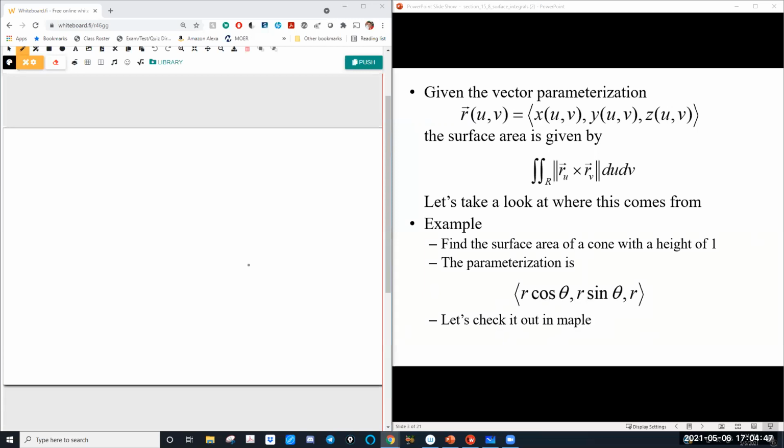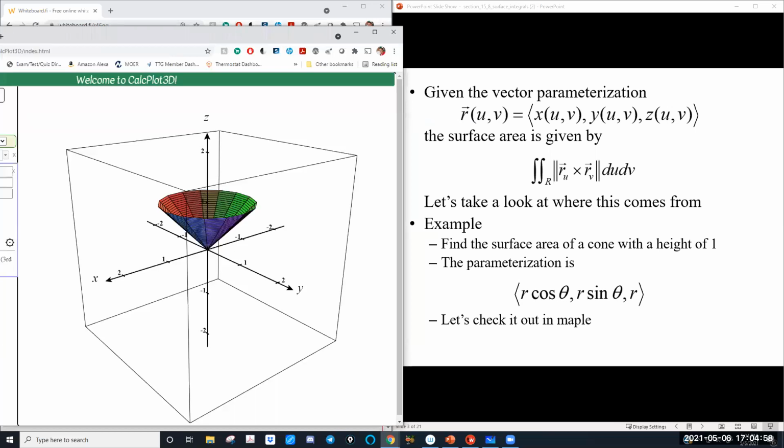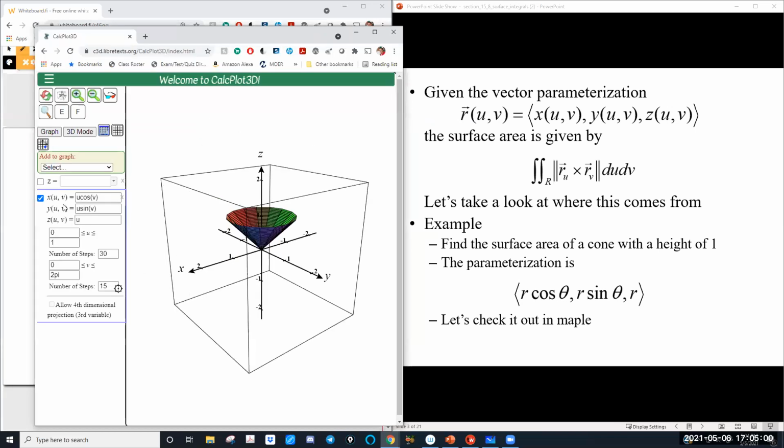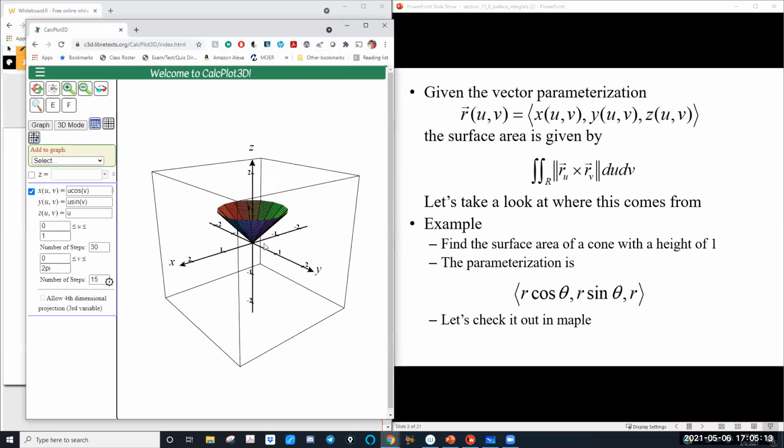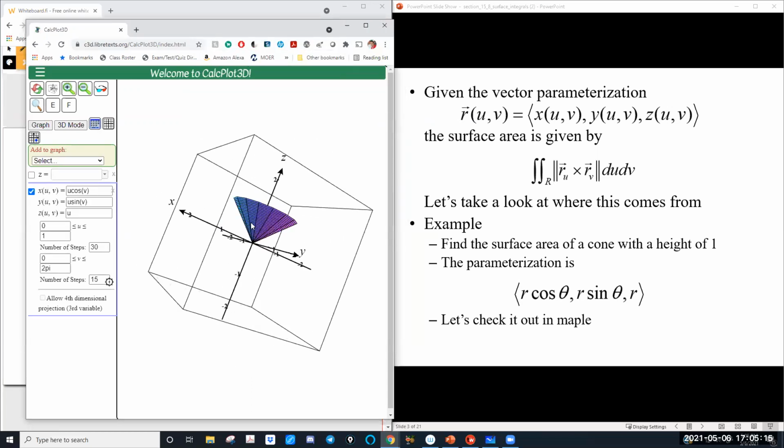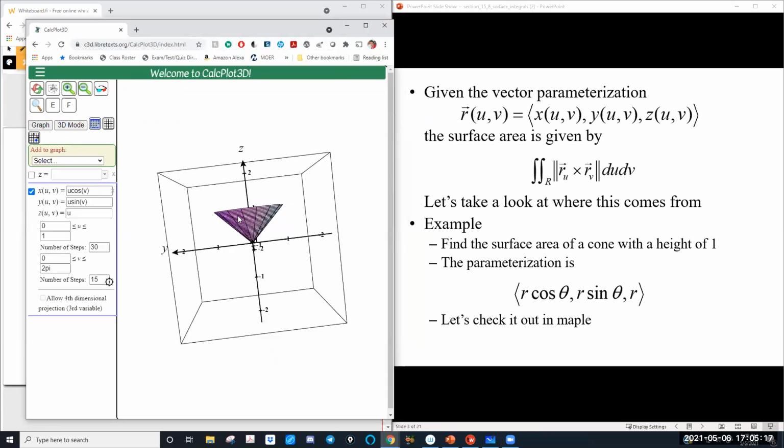But let's talk about how we would do the cone of height 1. For that parameterization, here's what our graph would look like. Nothing crazy, just a cone. You can do surface area of cones with some closed formulas, but we're going to do it with the double integral. So we're looking at the surface area of this region here.